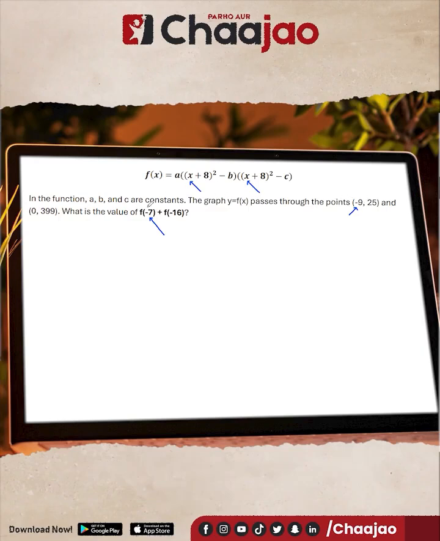So once the examiner wants me to calculate the value of f of -7, that should be equivalent to the value of f of -9, which is given to me as 25. So I know what f of -7 is. That should be 25. Can we repeat the same procedure with the next coordinate?